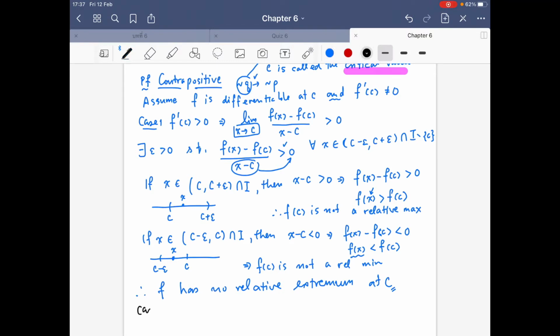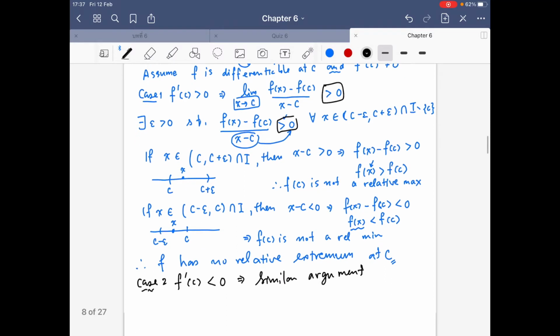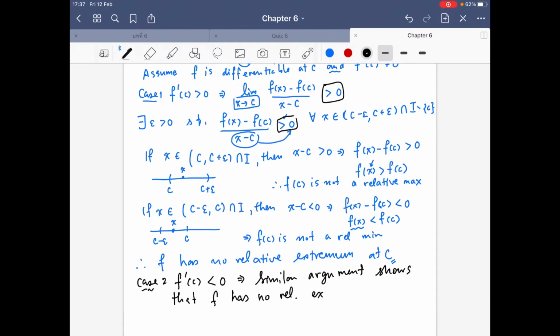Okay, of course we have another case, where f prime at c is negative. A similar argument can be used, just adjusted a little bit. For example, this neighborhood, instead of positive, will be negative. But you can show that f has no relative extremum as well at this point c.